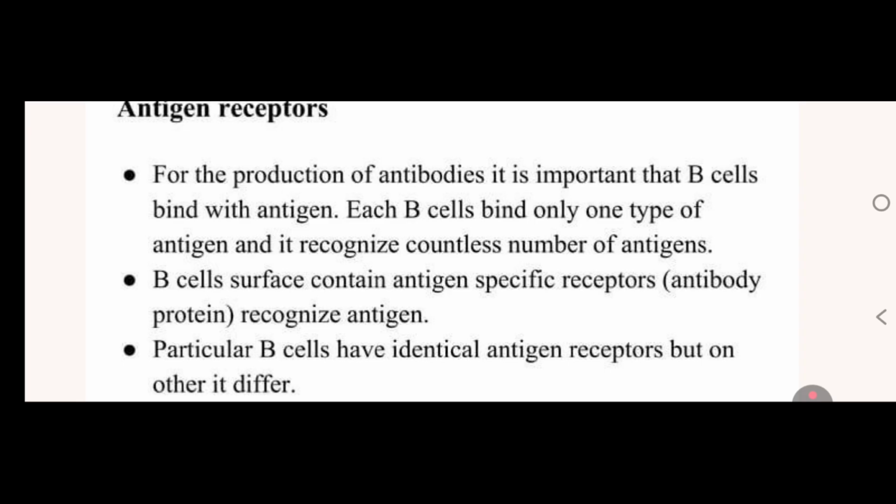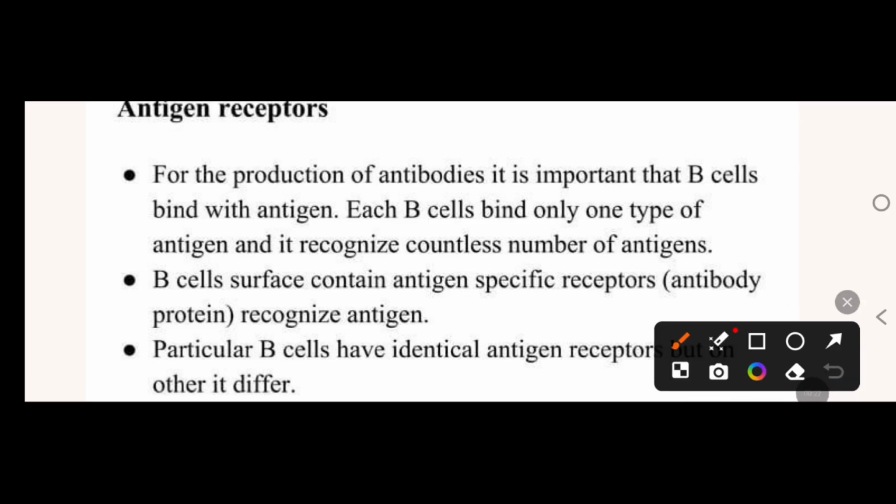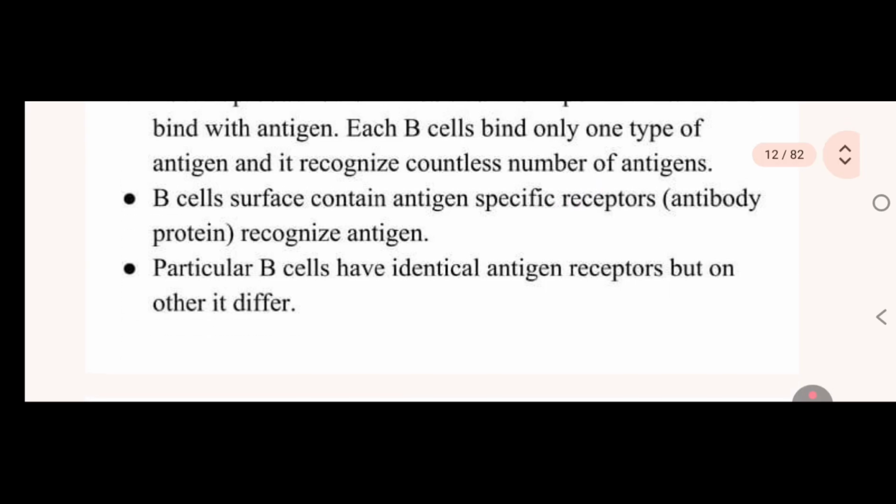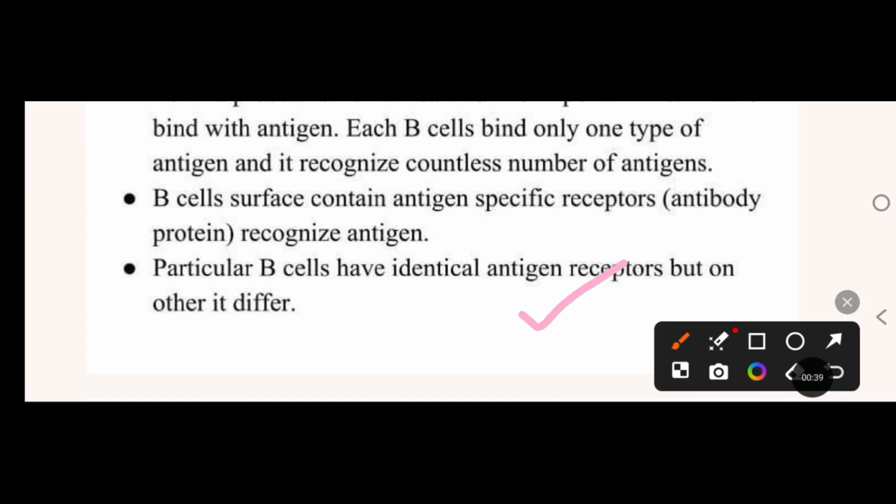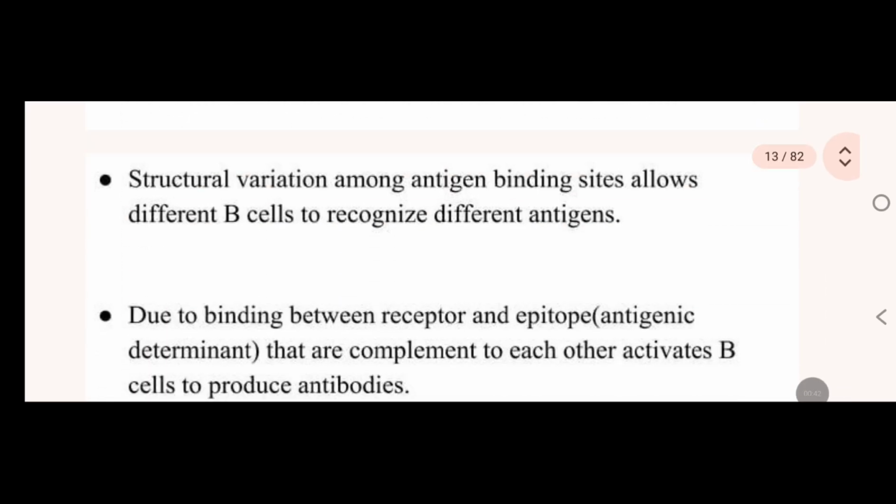Each B cell binds only one type of antigen, and it recognizes a countless number of antigens. So the B cell surface basically contains antigen-specific receptors that bind and recognize antigens. And particular B cells have identical antigen receptors, but on the other hand it is different. So the structural variation among binding sites allows different B cells to recognize different antigens.